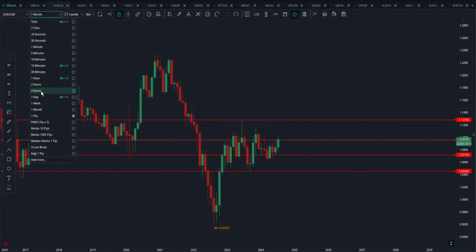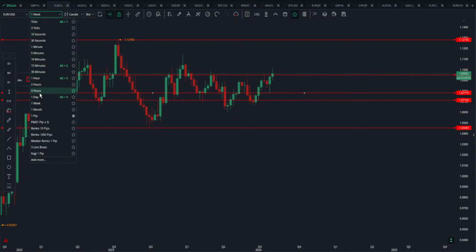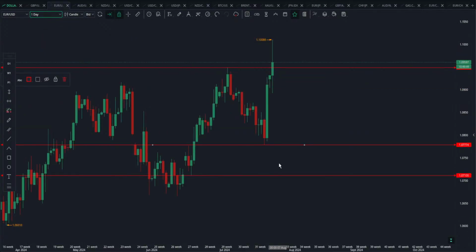So let's switch to the weekly. From the weekly we can see that the price was making higher highs and higher lows. Then it shifted the market structure and started making lower highs and lower lows. Now it shifted the market structure again, made a higher high, then a higher low, a higher high, higher low. So yes, the price is headed higher at least on the weekly, and this can be seen as a weekly swing low. And we switch to the daily.